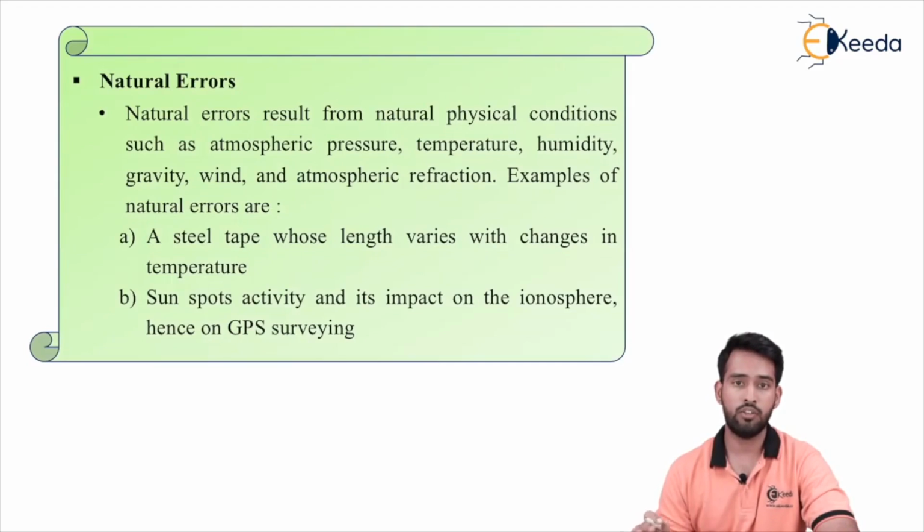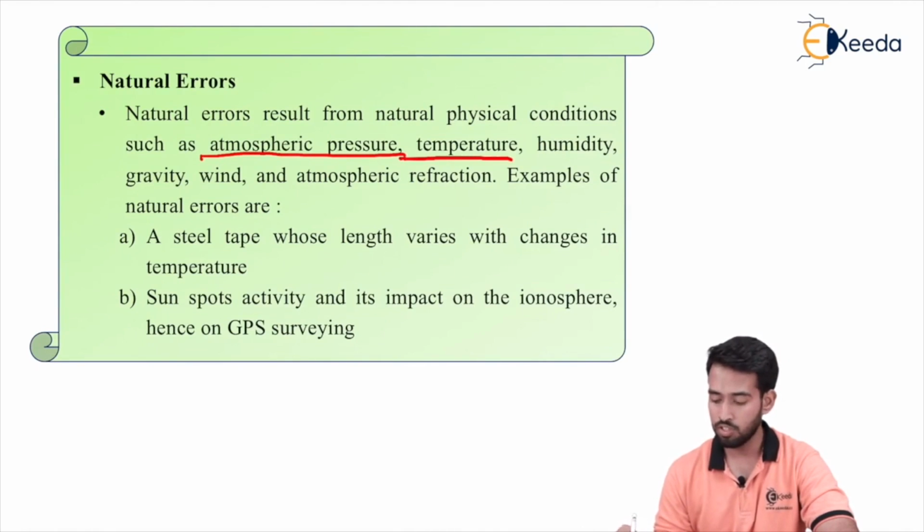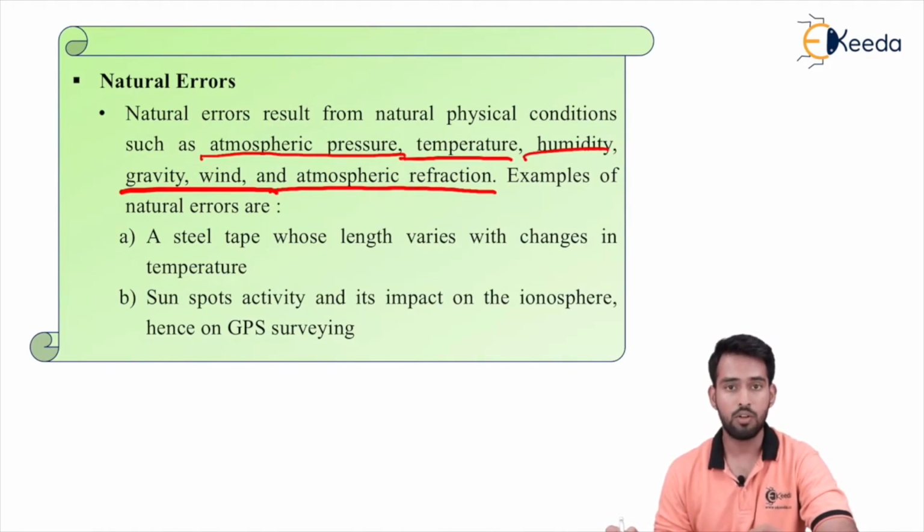Now you are perfect, your instrument is perfect, but while taking a reading on site, if there are physical conditions like atmospheric pressure, temperature, humidity, gravity, wind and atmospheric refraction, because of these factors there will be difficulty in taking readings, or we have to take a wrong reading. For example, a steel tape whose length varies with change in temperature. If it is below the temperature, then it will shrink. If the temperature is more, it will expand. So accordingly, your readings may vary.